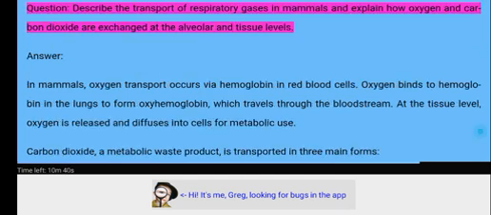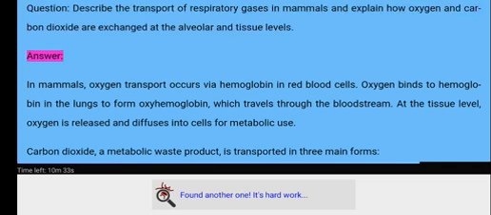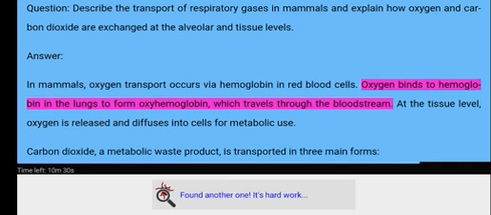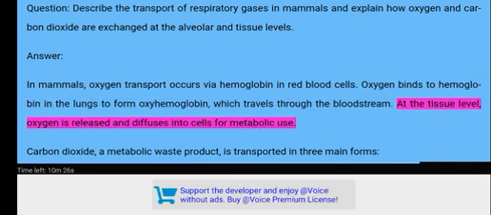Previous year question. Question. Describe the transport of respiratory gases in mammals and explain how oxygen and carbon dioxide are exchanged at the alveolar and tissue levels. Answer. In mammals, oxygen transport occurs via hemoglobin in red blood cells. Oxygen binds to hemoglobin in the lungs to form oxyhemoglobin, which travels through the bloodstream. At the tissue level, oxygen is released and diffuses into cells for metabolic use.